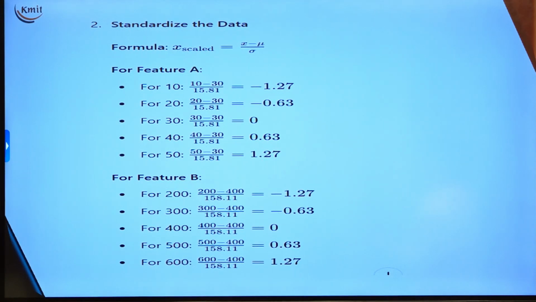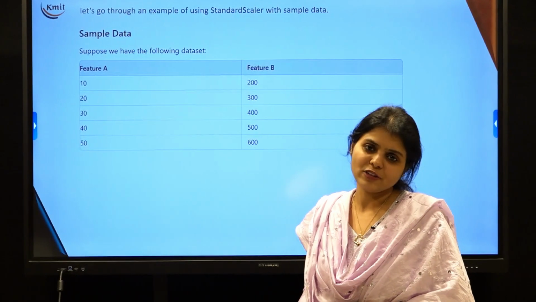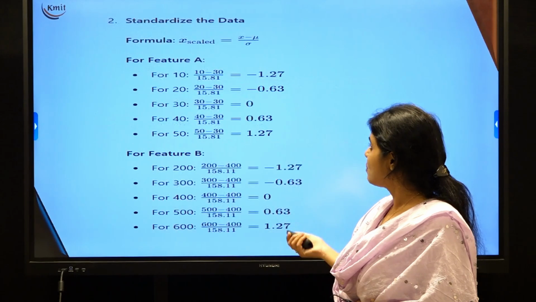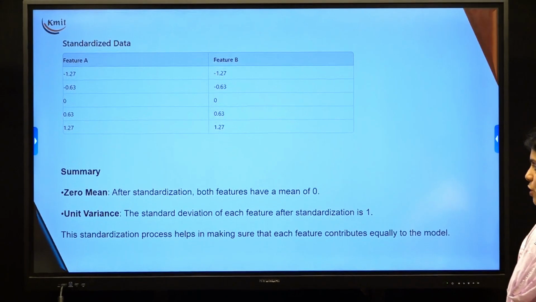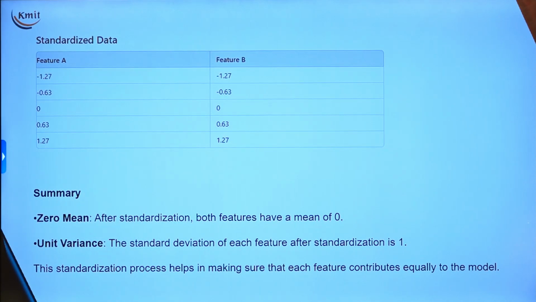We are not supposed to give the machine this data because of the different range of values in feature A and feature B. So in order to give equal importance to feature A and feature B, we apply standardization, with which you can see feature A and feature B hold the same values. After standardization both features have a mean of 0 and unit variance, that is, the standard deviation of each feature is 1. This step helps us make sure that each feature contributes equally to the model. None of the features will dominate the other. Now let's go on to the hands-on session.